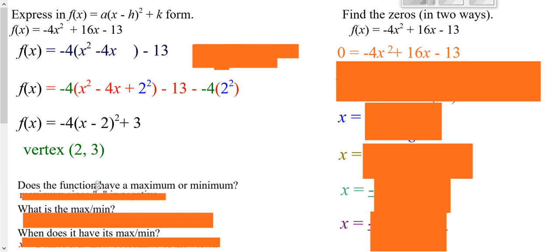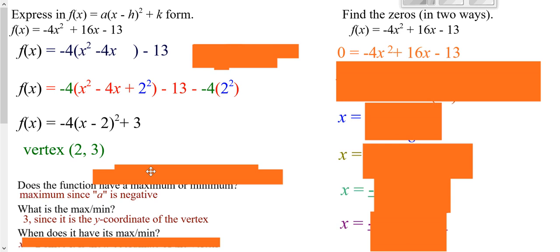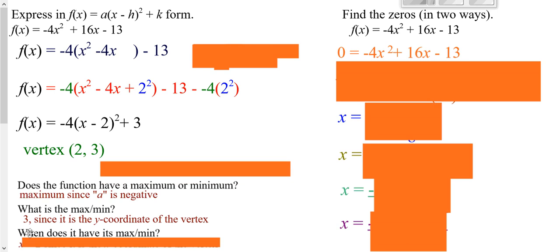Now, does it have a max or min? Well, we know we have a negative in front, so we have a parabola that's opening down, so it would have a top point or a maximum. What is that maximum? That's just the y value of your vertex, which in this case is 3. But when does that occur? Well, that's just the x-coordinate of your vertex, which is 2.